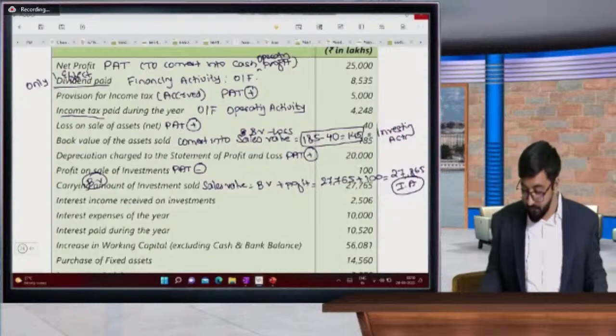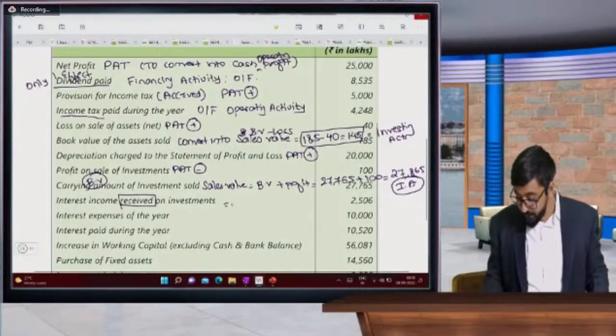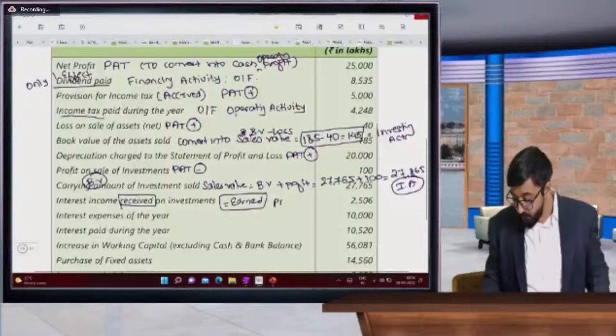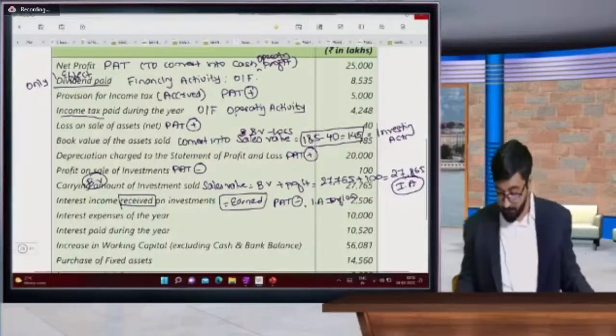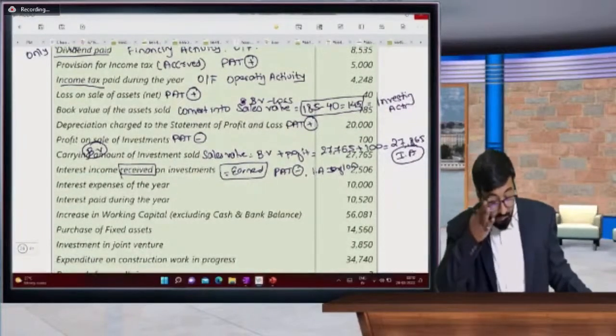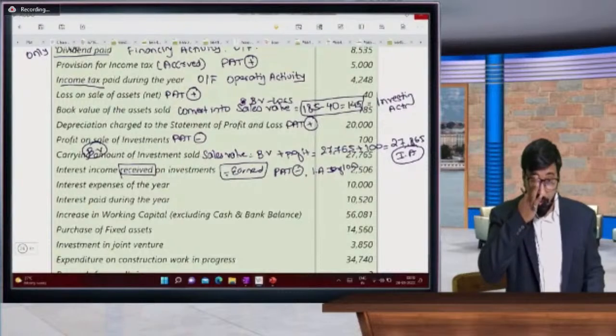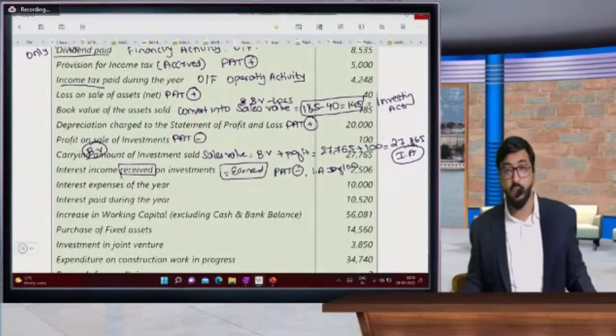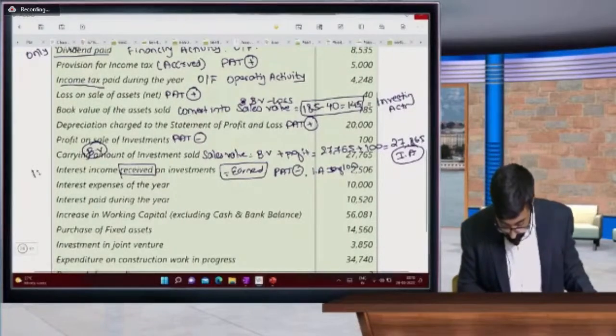Interest income received. Assume which is equal to earned. Assume earned. So one effect is less from PAT, and second effect is investing activity inflow. Interest income, investing activity inflow. Because we will assume earned, yes, this is important. Assume received is equal to earned.